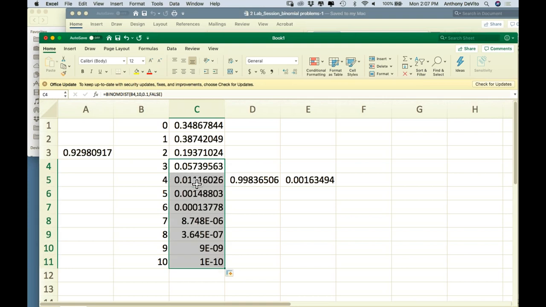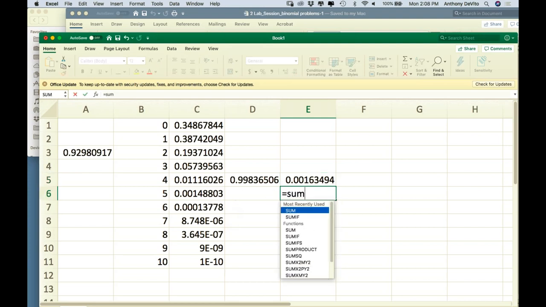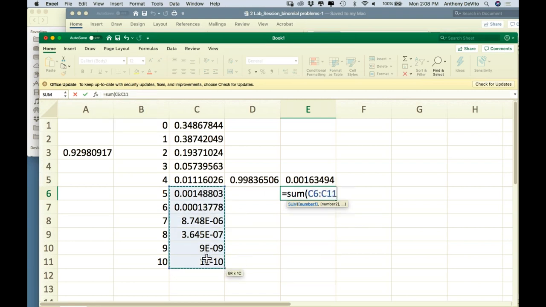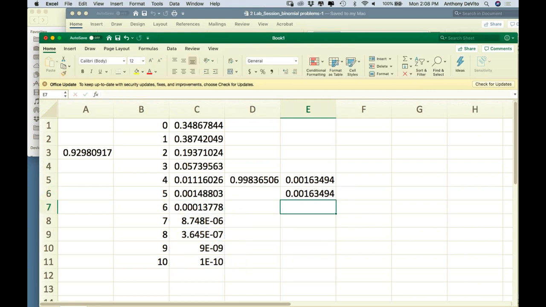So each one of these is the probability of 4. If you look up there, B5, 4. Of 5, of 6, of 7, and so on and so forth, the individual probabilities of each. What did we say this was over here? This is the probability of more than 4. Let's give this a try this way: sum, and see if we get the same thing. Probability of 5 or more than 4. Oh, look, it came out to be the same thing. So that's a pretty versatile function that we have here.